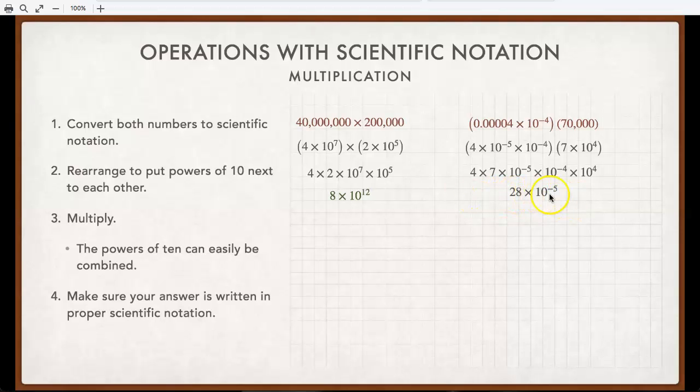Now, once you get this, be careful. This is not your completed answer yet because 28 has 2 digits to the left of the decimal point. That's not scientific notation. So we need to take the 28 and convert it to 2.8 times 10 to the 1st, and that's still going to be multiplied by 10 to the negative 5th. We can combine these by adding the exponents. 1 plus negative 5 gives us negative 4. So our final answer is 2.8 times 10 to the negative 4th.